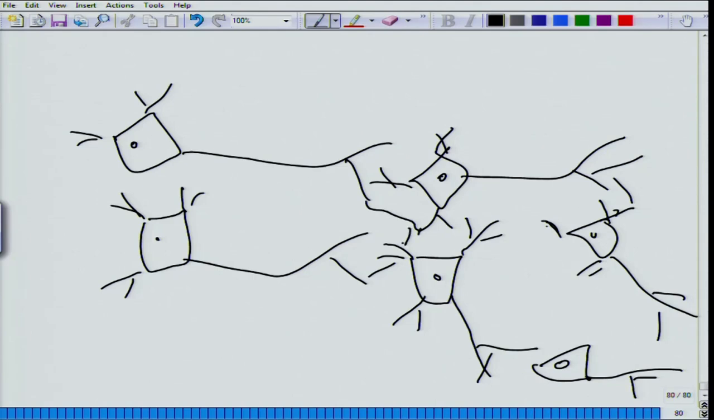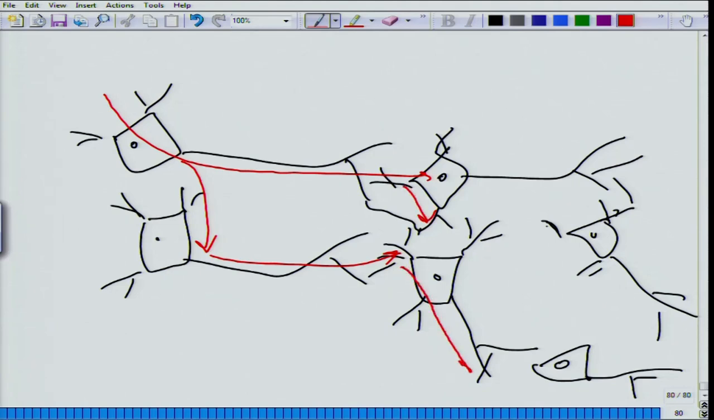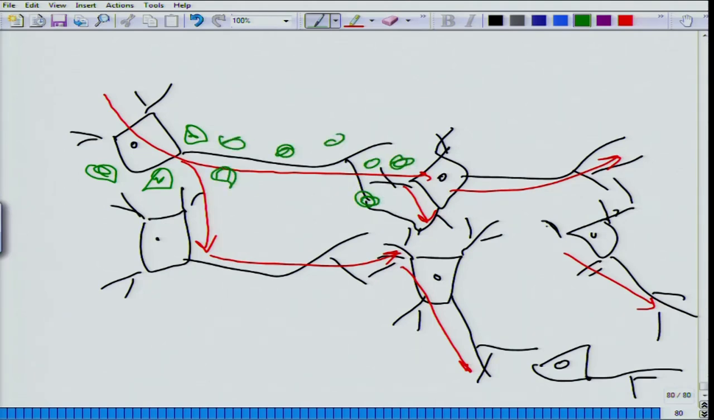A signal may start from here. Say, for example, here it may move like this, or it may move like this. If there is connectivity between the two, it may move like this, they may come here, or it may move like this, or it may move like this. Whereas the glial cells are all sitting in this surrounding. I am just putting them like this out here, out here, out here, out here.